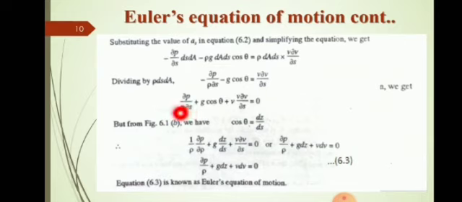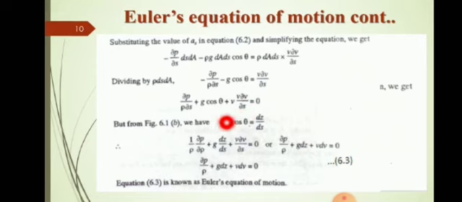Okay, so changing the sign, 1 by rho dou p by dou s plus g cos theta plus v into dou v by dou s is equal to 0. Here there is only one v, you don't have to write this extra v. So it is v into dou v by dou s is equal to 0.